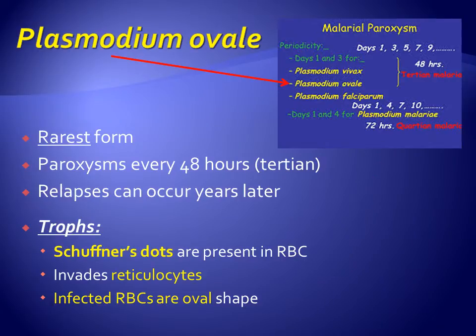Plasmodium ovale is the rarest form of malaria. It too has paroxysms approximately every other day, but relapses can come back many years after the initial infection. The trophozoites for Plasmodium ovale display something called Schüffner's dots in the red cells. They typically invade the reticulocytes, the younger red cells, and when you see an infected red cell with P. ovale, the red cell tends to be a little more oval in shape.